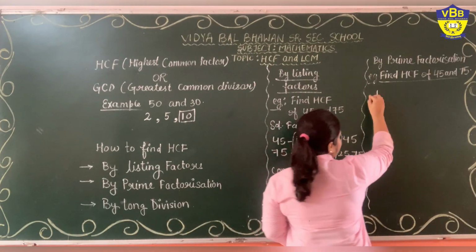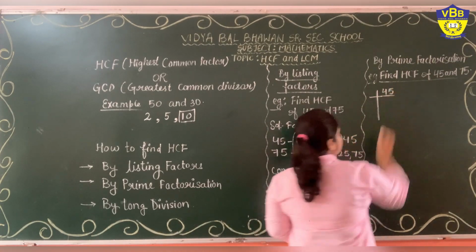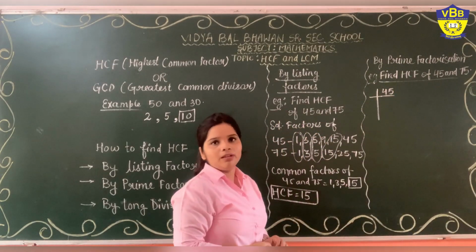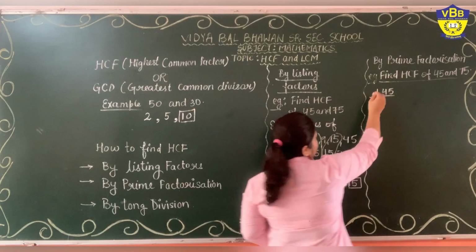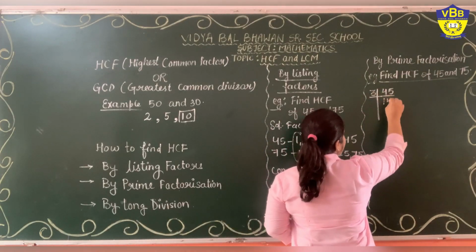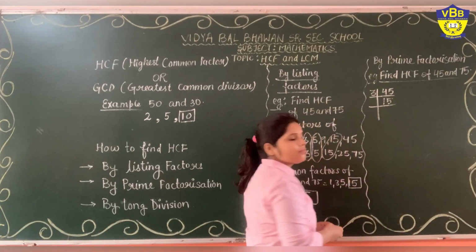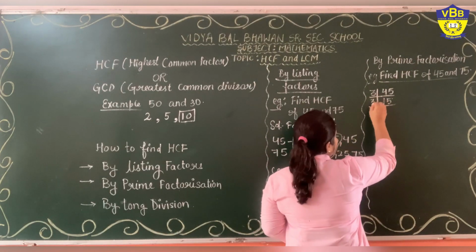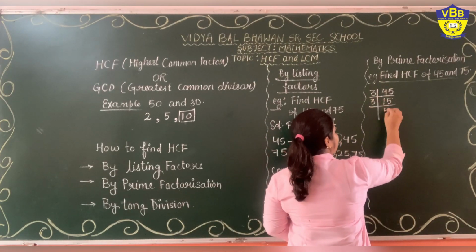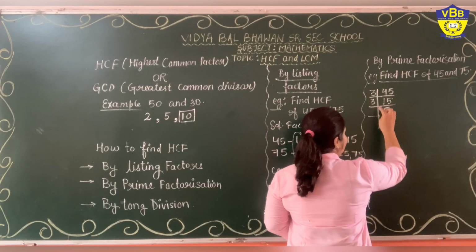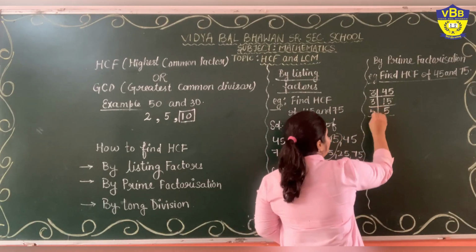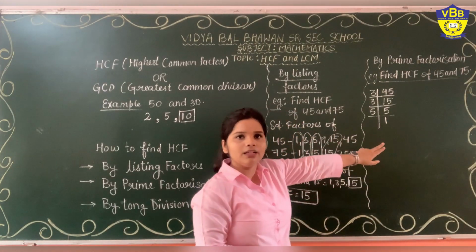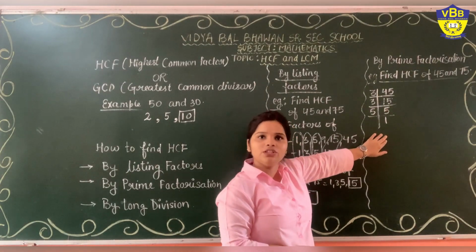Again we have the same question: find HCF of 45 and 75. Do the prime factorization of 45. It is not divisible by the smallest prime number, 2. Next one is 3. Divided by 3, it gives 15. 15 is not divisible by 2. Next prime number is 3. 15 divided by 3 gives 5. After that, 5 divided by 5 gives 1. We have done the prime factorization of 45 by the division method.